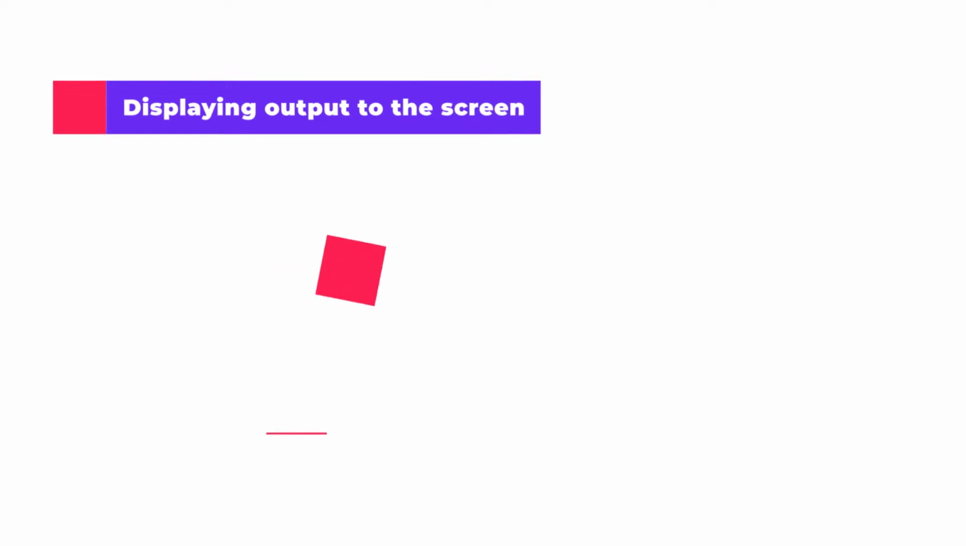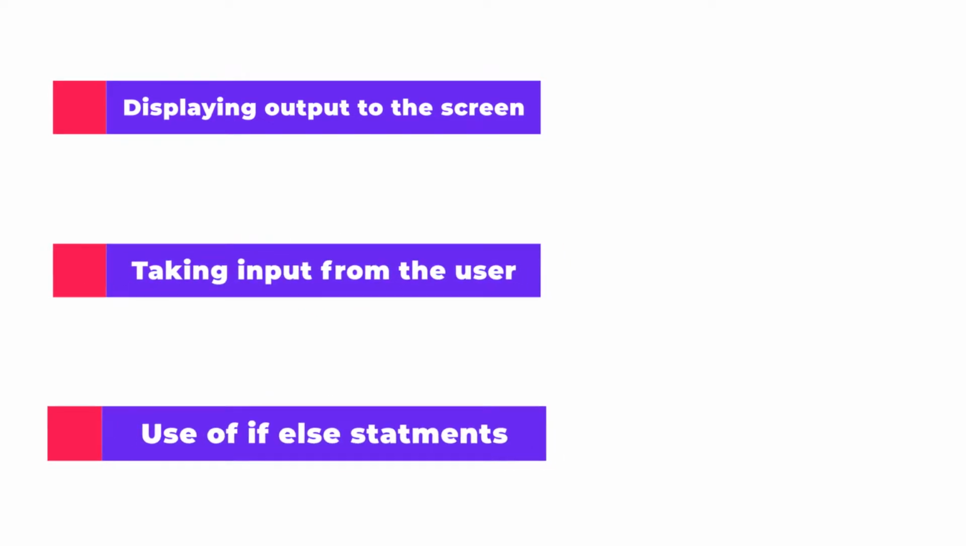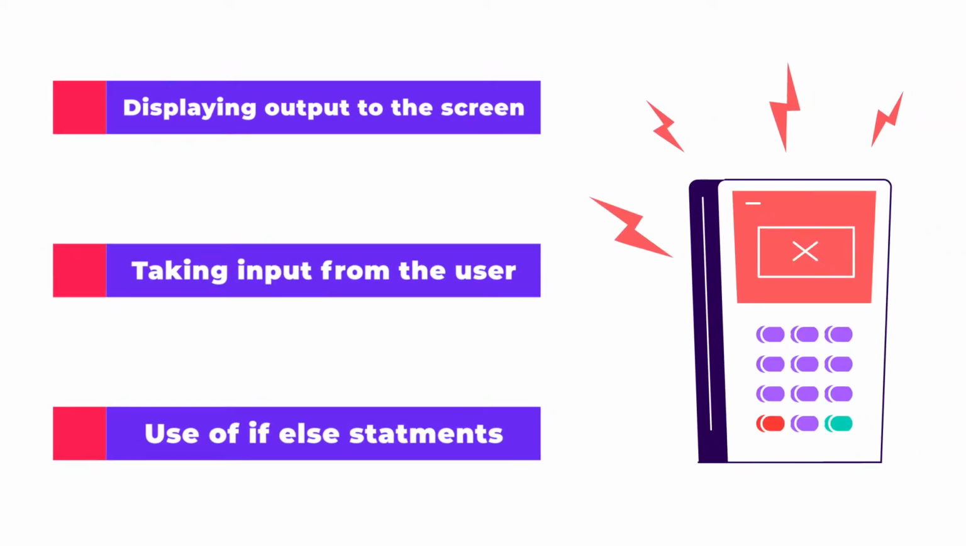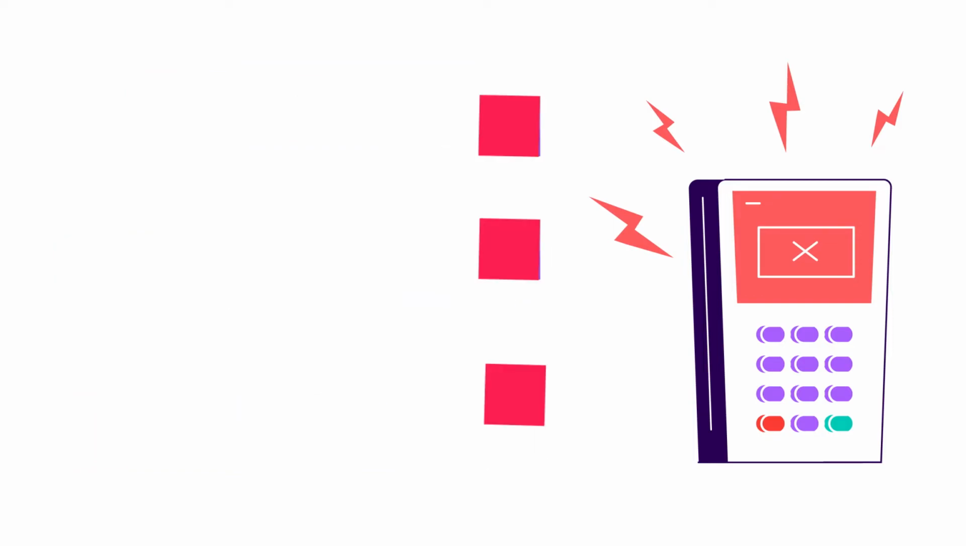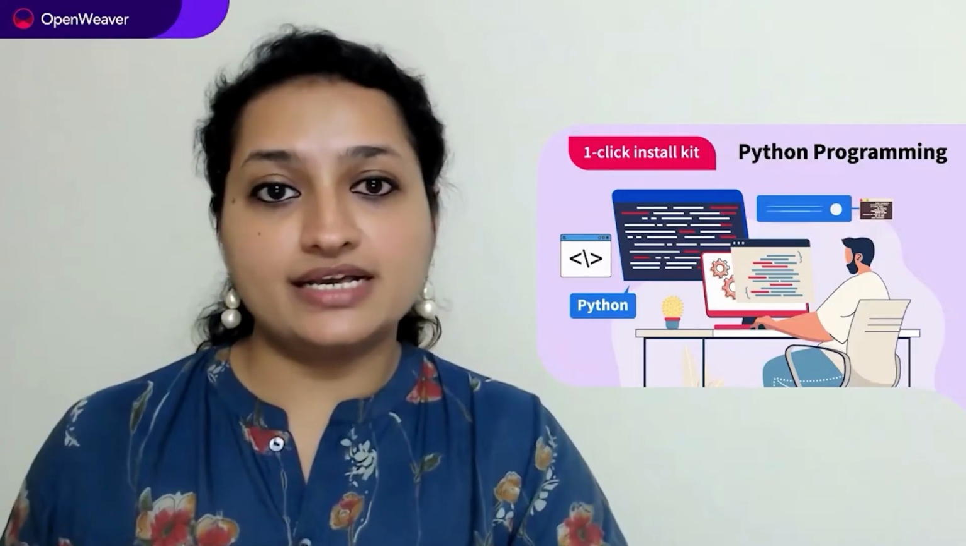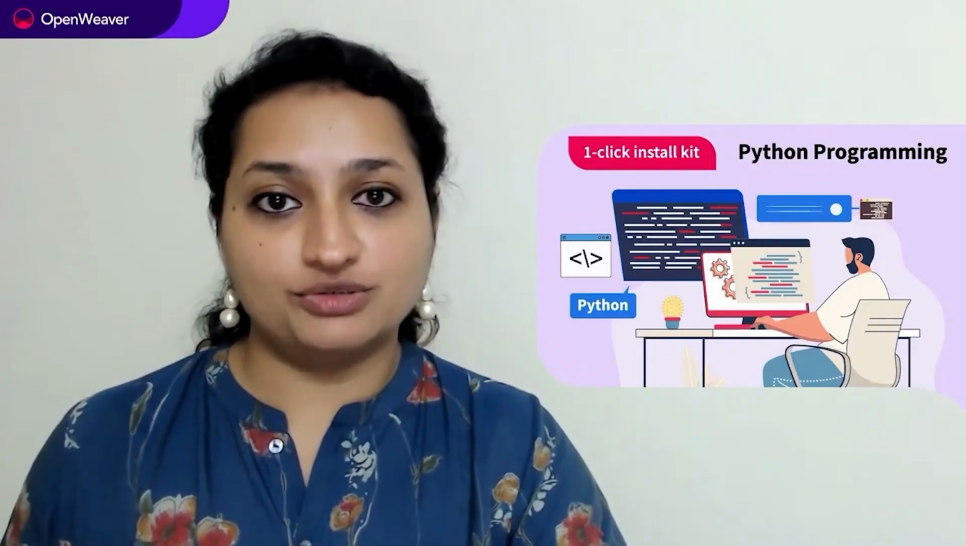In this video, we will cover a few code snippet exercises on displaying output to the screen, taking input from the user, and the use of if-else statements in Python language. And finally, build a simple calculator application. We'll be using a Candy kit to build this solution.